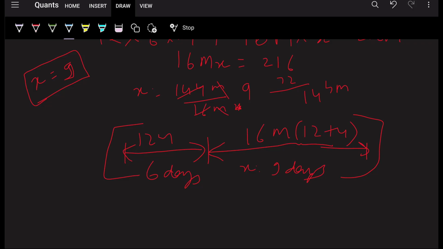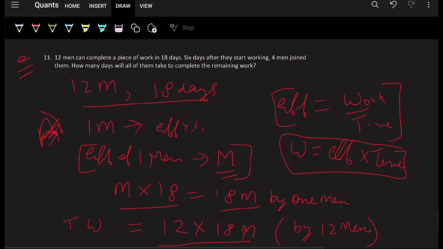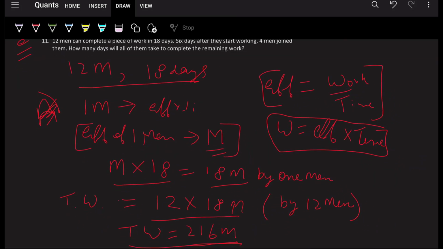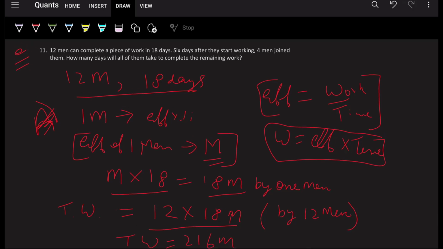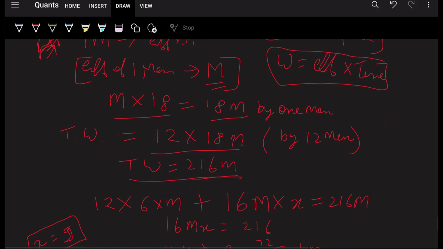Okay, this is the question. So this was a good question, and you have to understand it carefully. It will build your concepts in a good way. So again I will explain it. We know that work is efficiency into time, for a single person, and we have assumed the efficiency of one man as m. So the work done by these 12 men in 18 days will be 12m into 18, where 12m is the combined efficiency of 12 men.